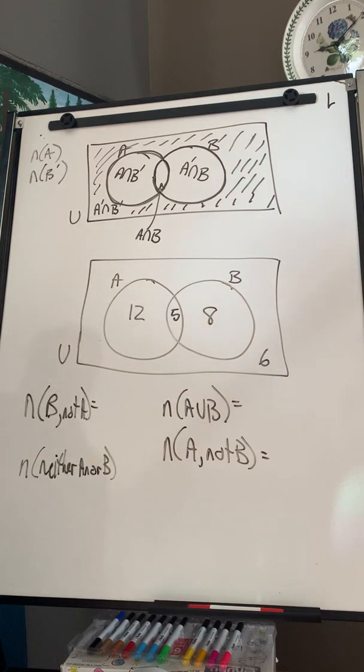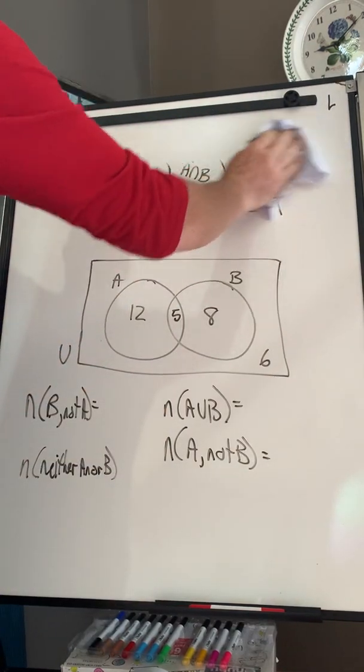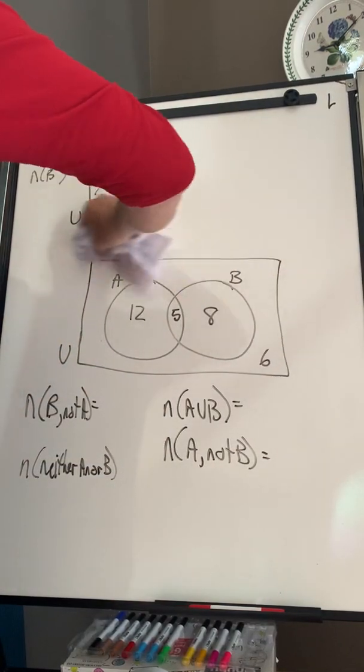So this example 10, it says in the Venn diagram given, 5 means that there are 5 elements in the set A intersecting with B. How many elements are there in? So this is all about the numbers. I'm going to get rid of that part.